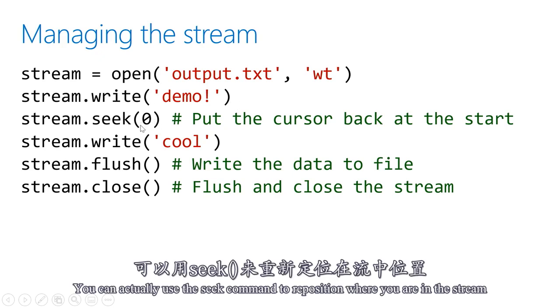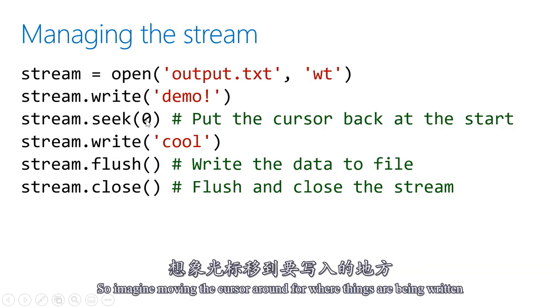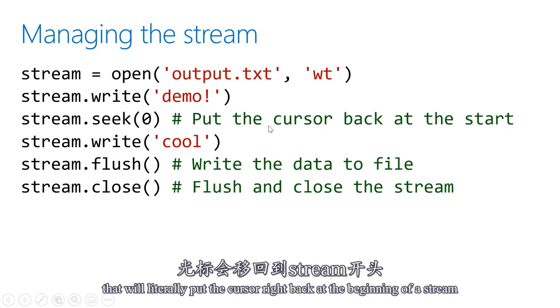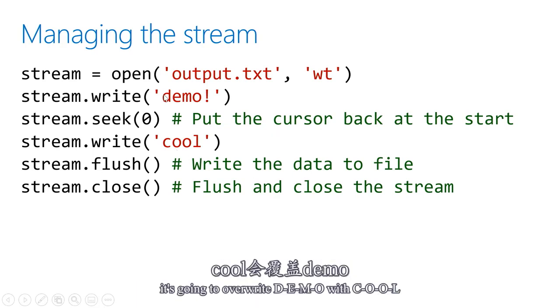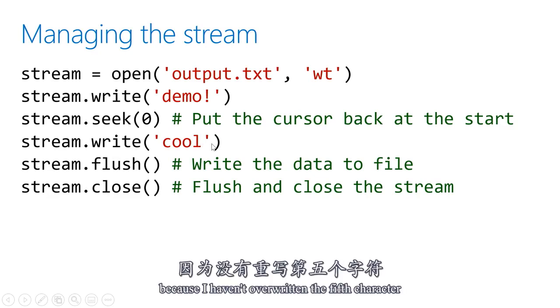And you can use the seek command to reposition where you are in the stream. So imagine moving the cursor around for where things are being written. If I say seek 0, that will literally put the cursor right back at the beginning of the stream. So if I do another write, it's going to overwrite DEMO with COOL. But the fifth character still has an exclamation mark on it because I haven't overwritten the fifth character.